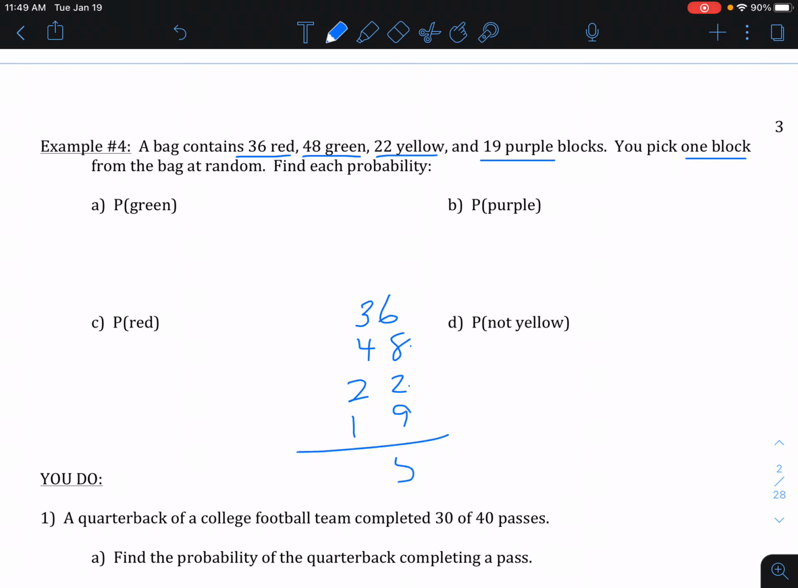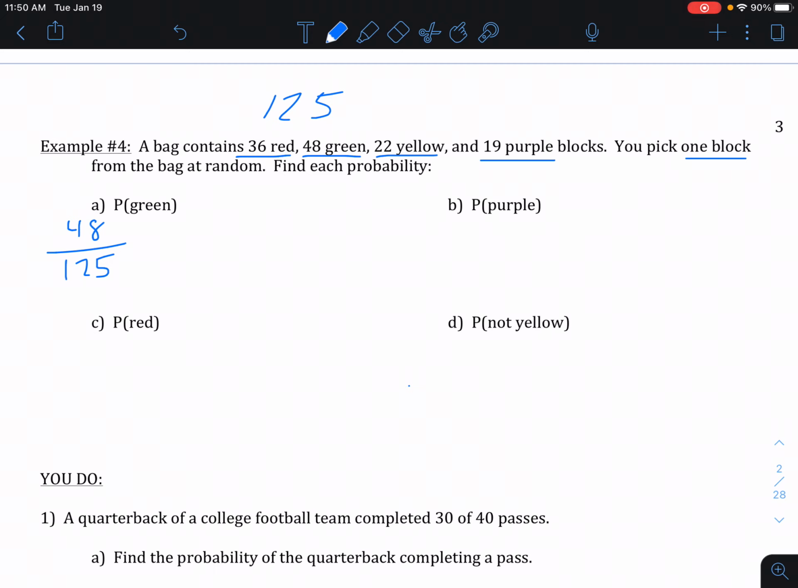14, 16, 20. 125. So we have 125 total. So the probability of getting a green would be 48 out of 125. We try to reduce this, but believe it or not, it cannot be reduced.